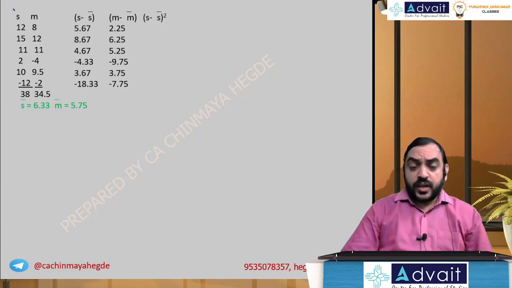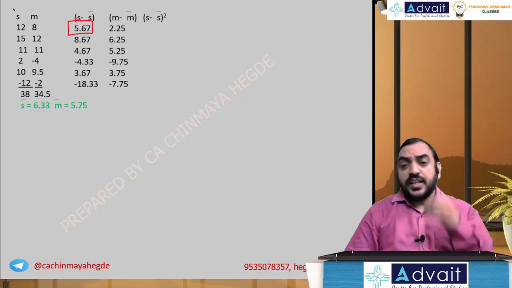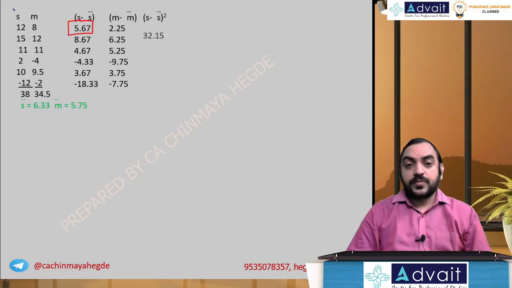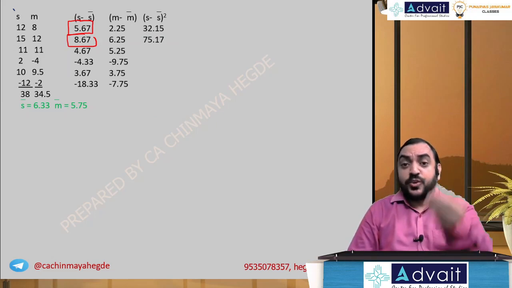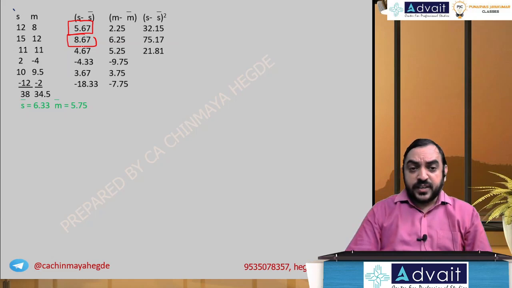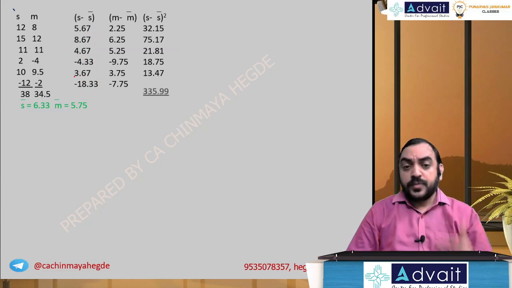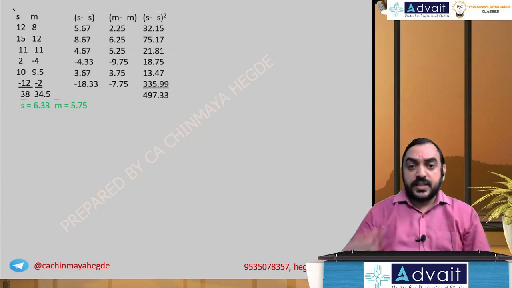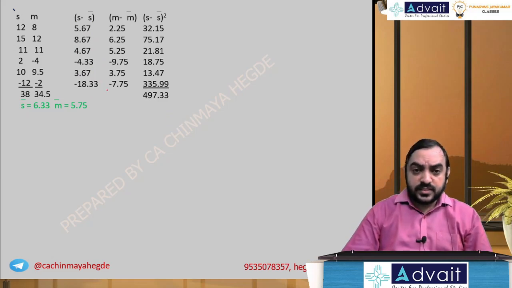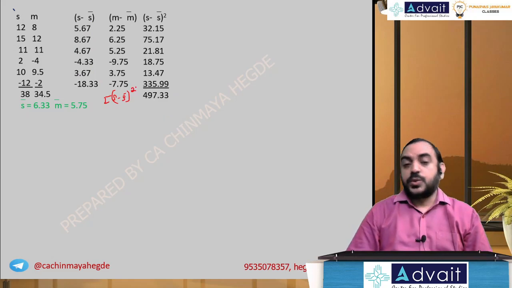Then S minus S bar whole square. 5.67 into 5.67, 5.67 square, is 32.15. 8.67 into 8.67, or you can do into equals in the calculator. 8.67 into equals. 4.67 into 4.67. 4.33 into equals. 3.67 into equals. 18.33 into equals. You'll get the numbers and you can do the total summation of S minus S bar whole square.